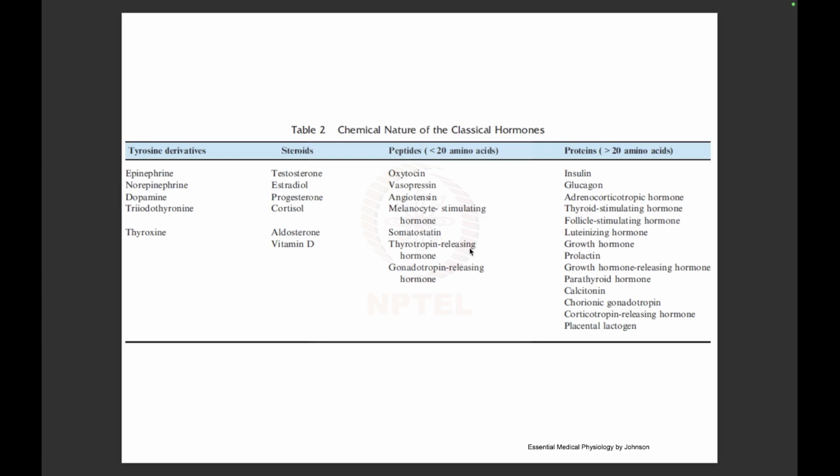Okay, somatotropin inhibiting hormone that has the target cell of the parietal cell, which is secreted by the D cell inside the stomach. Okay, then we have thyrotropin releasing hormone, gonadotropin releasing hormone. We have the protein hormones. Majority are the protein hormones, including insulin, glucagon, adrenocorticotropic hormone, thyroid stimulating hormone, luteinizing hormone. Okay, calcitonin, parathyroid. All these are protein hormones, which have a length of more than 20 amino acids. If the length is less than 20 amino acids, these are called peptide hormones.